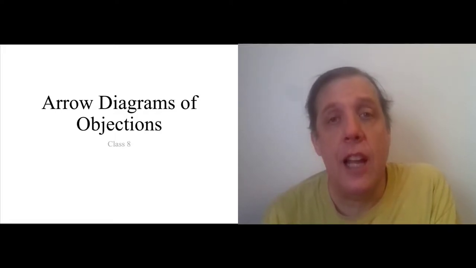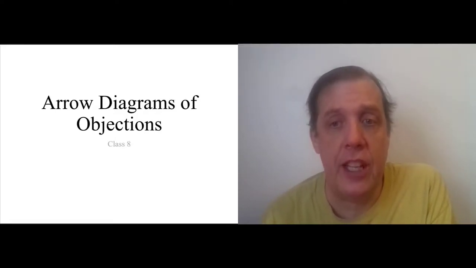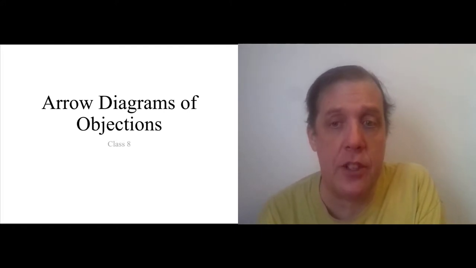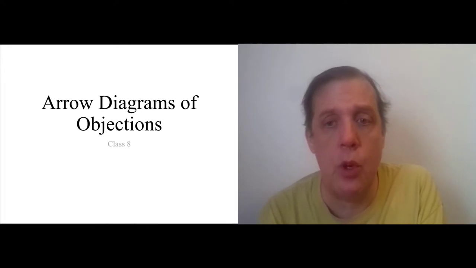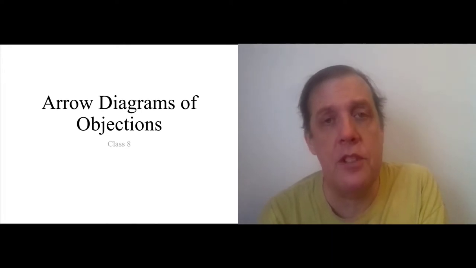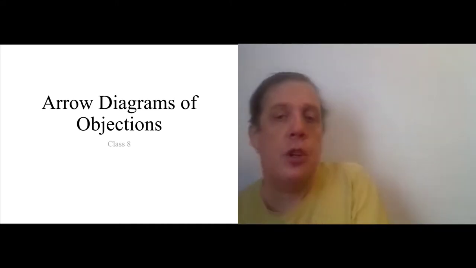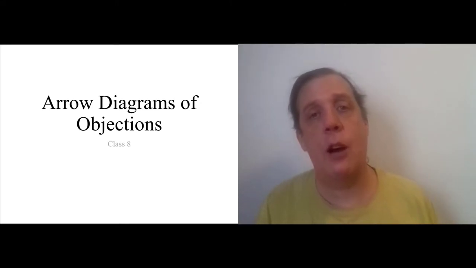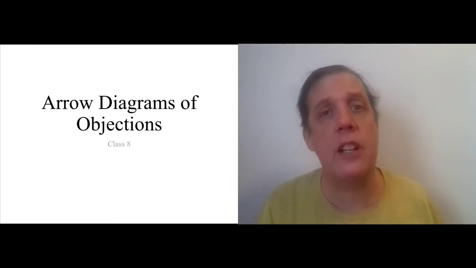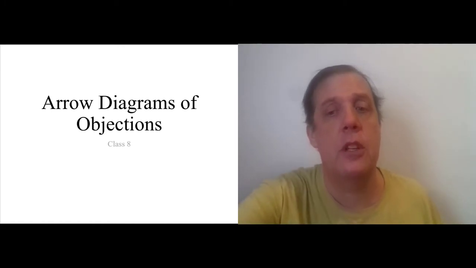Hello, this is the Class 8 video for critical thinking, and in this video I'm covering arrow diagrams for objections. In the previous classes we saw that arrow diagrams were an improvement over standard form because they allow us to represent the relationship between the premises, and they allow us to show how arguments can be strung together in longer chains, where the conclusion of one argument forms the premise of the next argument.